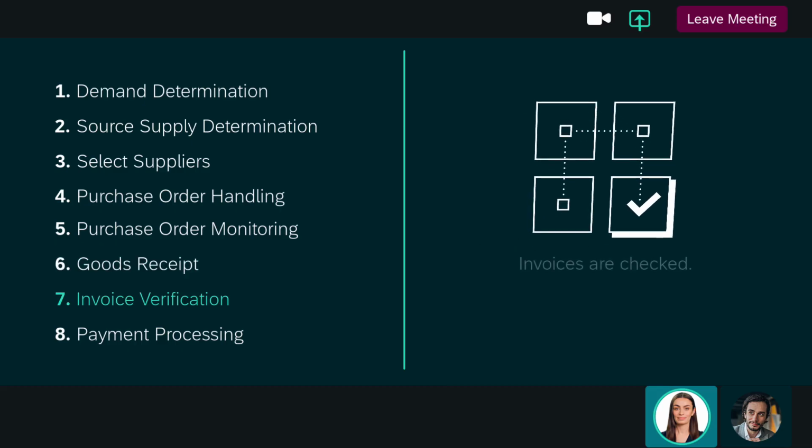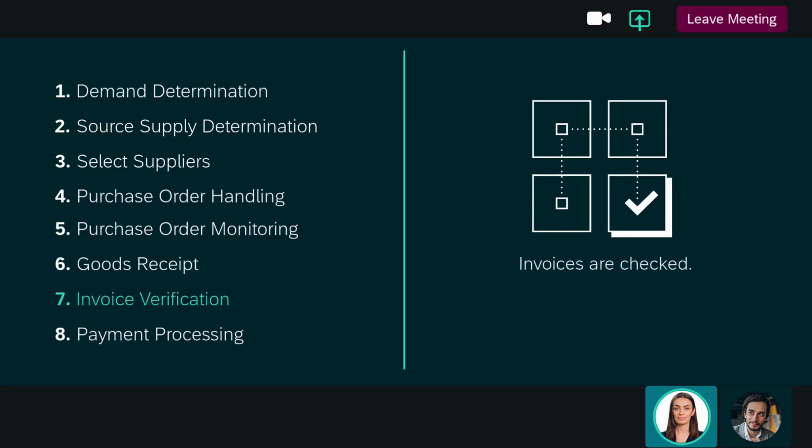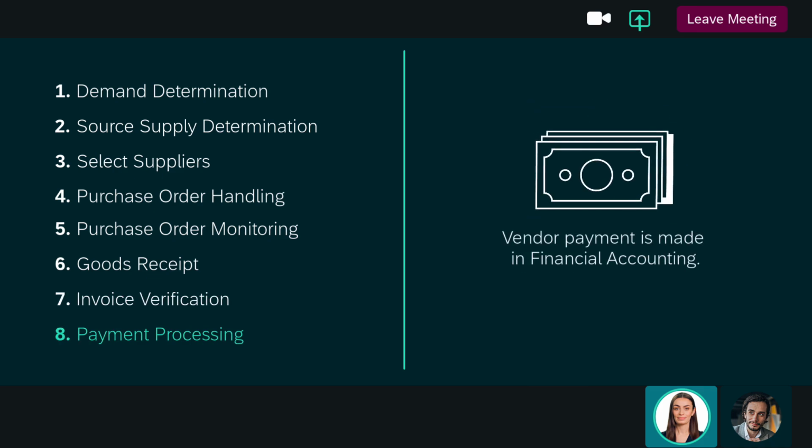This is followed by an invoice verification step in which the vendor invoices are checked to ensure the accounting and content are correct. In the last step of the procurement cycle, payment processing takes place. The vendor payment is usually made in financial accounting.